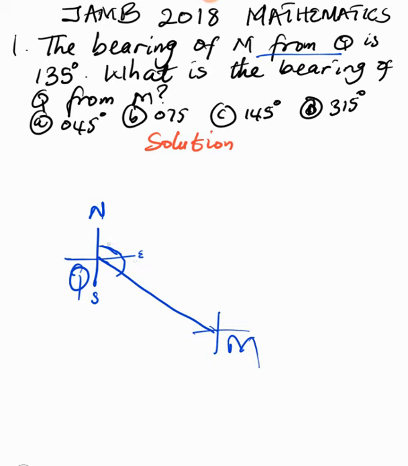Now, what is the bearing of Q from M? So we mean from here to here. Since bearing is taken from the North Pole in a clockwise direction, all we need to know now is this very angle, which we have to subtract from 360 because a complete rotation is 360 degrees. Now, we know that here is equal to 135 degrees. So we need to know this angle as well.